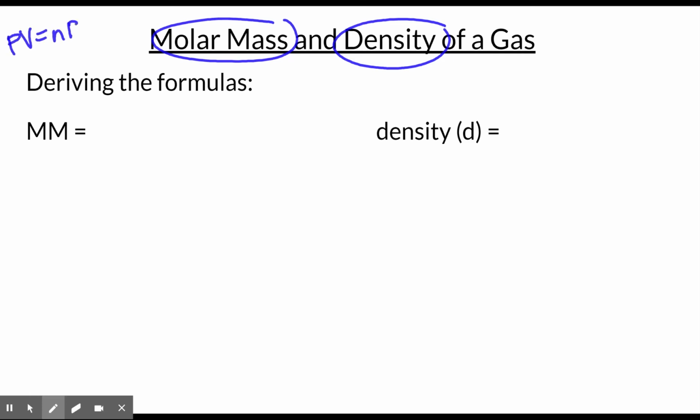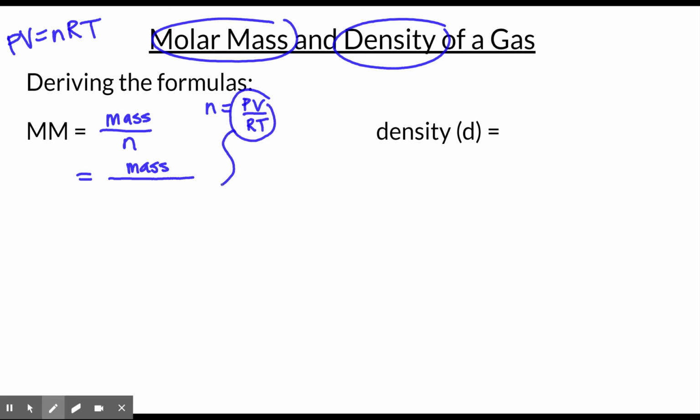Know that in both cases, for the molar mass and for the density derivation, we're going to start with PV is equal to nRT. So molar mass, as a definition, is the mass of a gas sample divided by the number of moles of a sample. And we know from PV equals nRT that mass over, we're going to rearrange PV equals nRT to solve for n. n is going to be PV divided by RT. So I'm going to put PV over RT in the denominator.